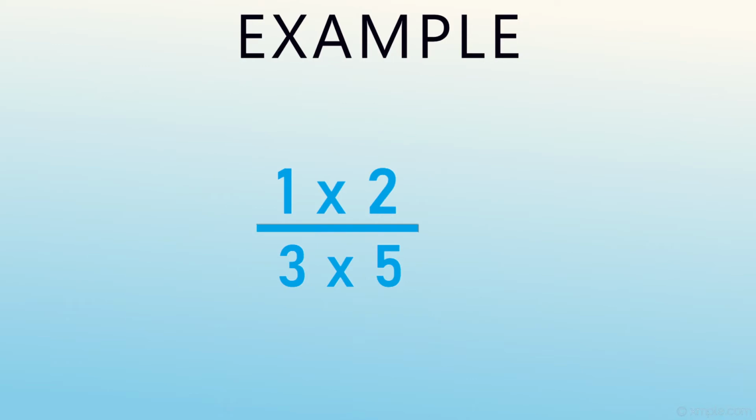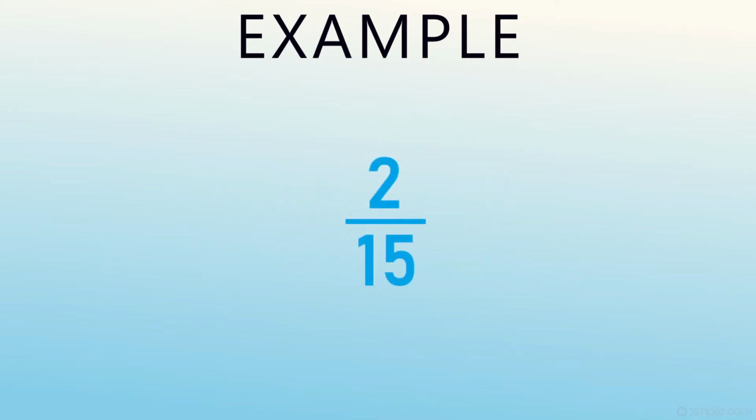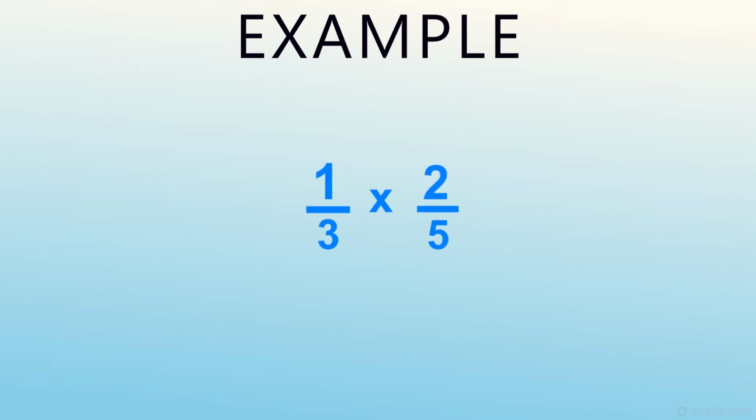In fact, we go ahead and do the multiplication. So 1 times 2 gives you 2 and 3 times 5 gives you 15. Then we have a new fraction and it is the answer to this problem. So what does all this mean? Well, it means that to multiply fractions, all you have to do is multiply the top numbers and multiply the bottom numbers. And here you have your answer.